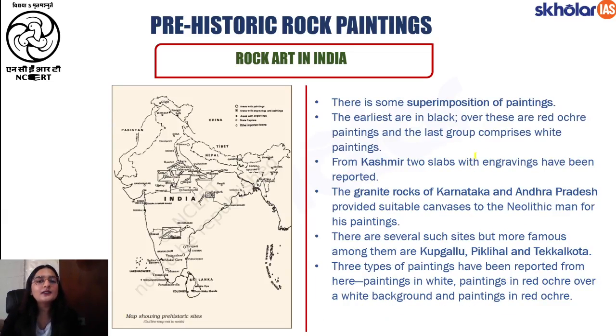There is another concept that is vital for the understanding of rock paintings in India, and that concept is superimposition of paintings. Superimposition means, students, that over one painting, more paintings are being made with time. Okay, so this is one concept that is prominent with respect to cave paintings in our country.